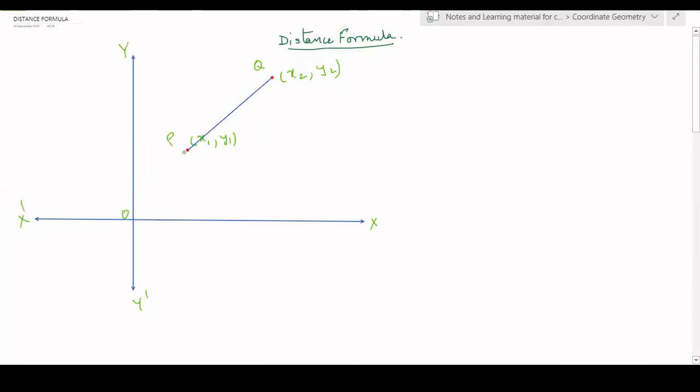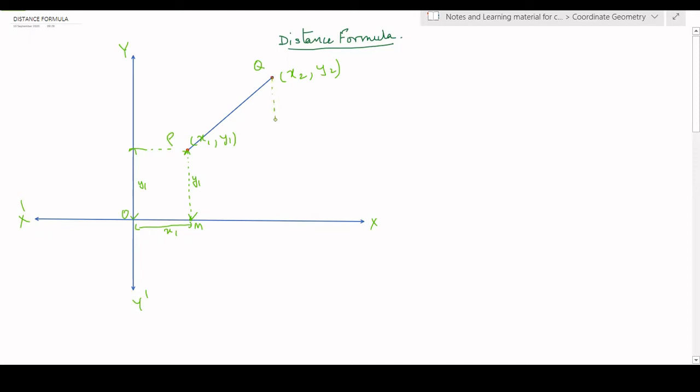If this is x1, y1, it means the distance traveled on x-axis from here, let's call it point M, is x1, and the distance traveled here on y-axis is y1. Since they'll be parallel, this is y1. That's how we have the coordinates of P as x1, y1.